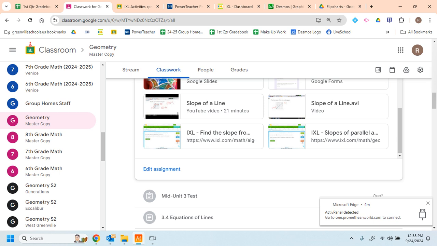So if we're classifying triangles by the lengths of their sides, an equilateral has three congruent sides, and if it has three congruent sides, that means it also has three congruent angles. An isosceles triangle has two congruent sides, which means that it has two congruent angles, and a scalene triangle has no congruent sides or angles.